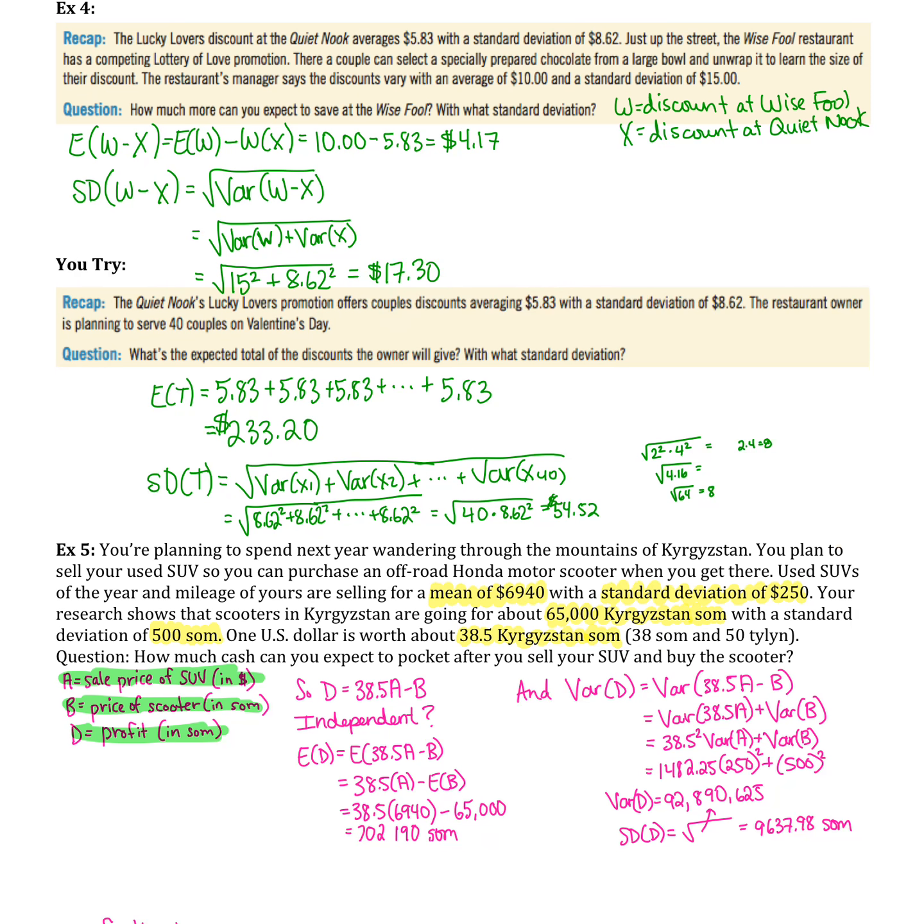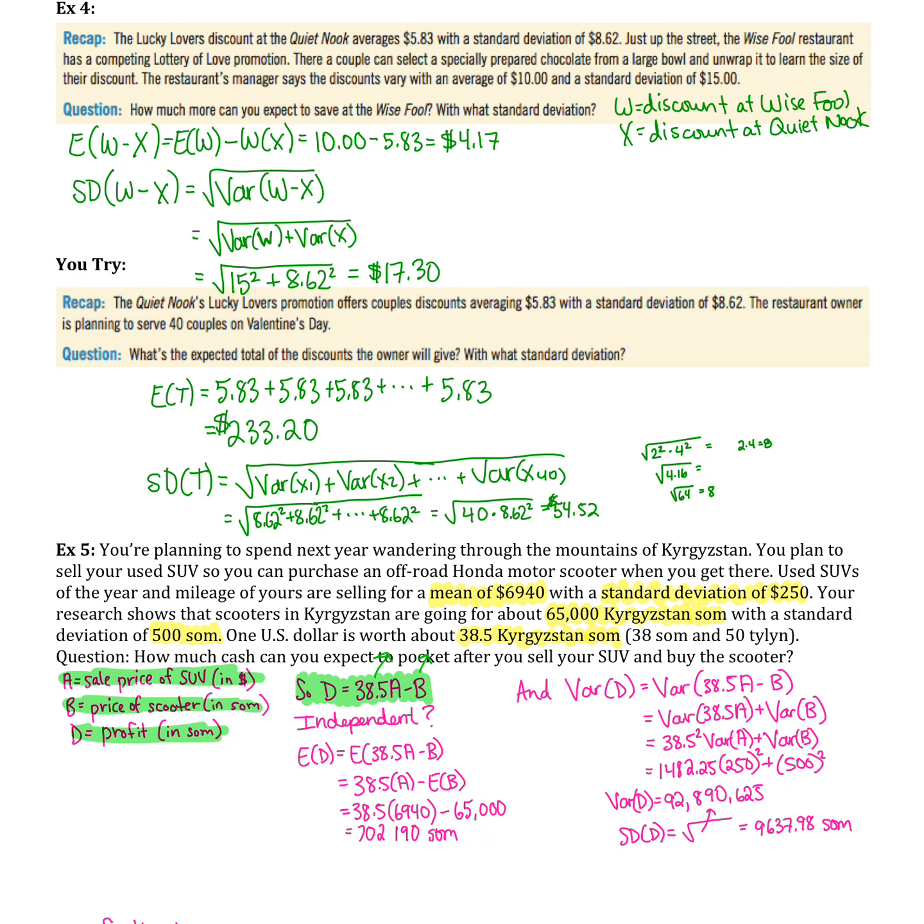And so I came up with this little handy dandy equation right here that is going to convert our SUV into SOM right here. And then I'm going to buy my scooter there, subtract it, and then I will get my answer. Yeah, the first thing we have to ask ourselves, is our situation independent? And I believe that the cost of the scooter and the price of our SUV are independent of each other. One does not affect the other.